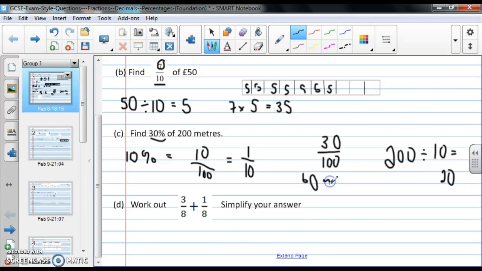Also, it's really hard to write on a computer. So, 60 meters. All right.